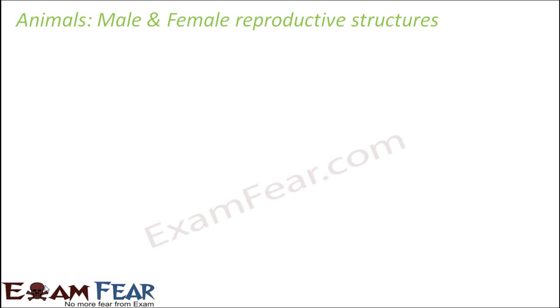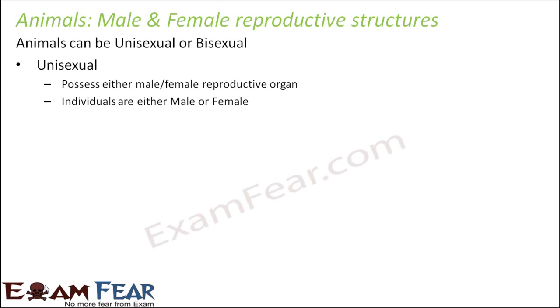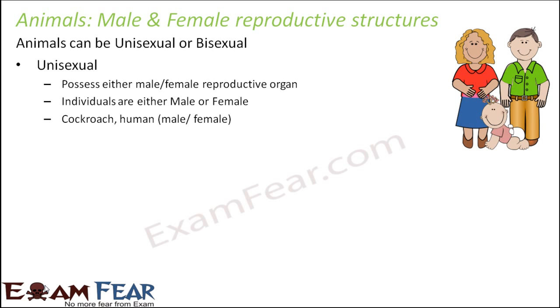Now similarly, in case of animals, based on the male and female reproductive structures, animals can be unisexual or bisexual. Unisexual would mean that they possess either a male or a female reproductive organ. So if they have a male reproductive organ, it is a male. For example, in human beings you have male and female, right? The males will have the male reproductive organs and the females will have the female reproductive organ. So individuals are either male or female. Examples would be human beings or cockroach. They are all unisexual. That is, it has to be either male or female.